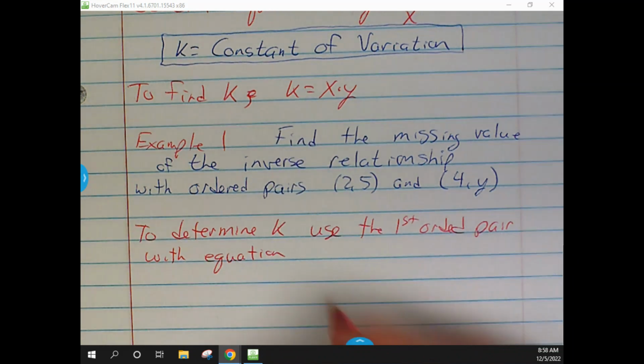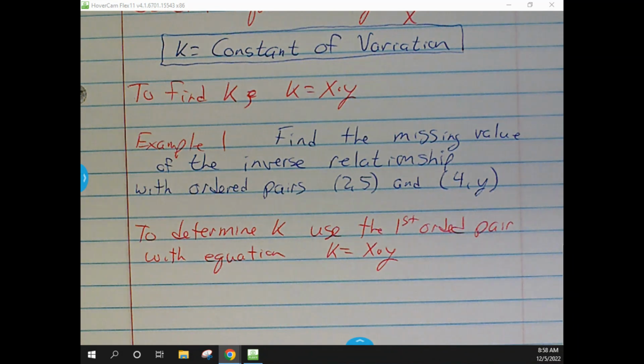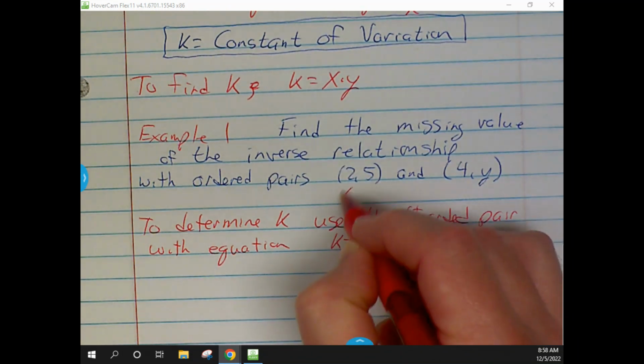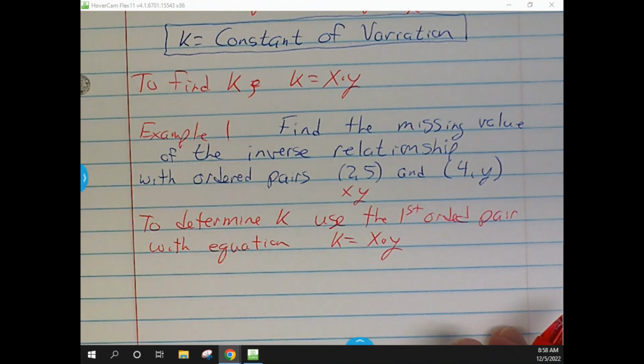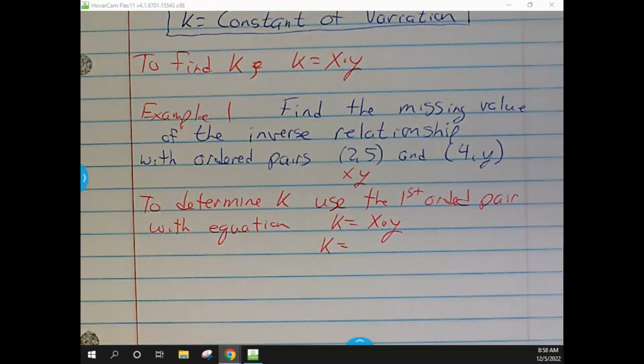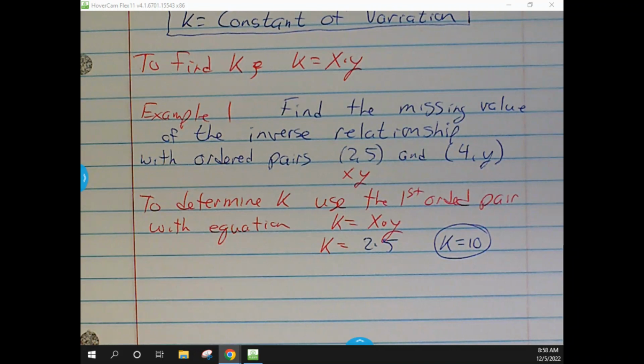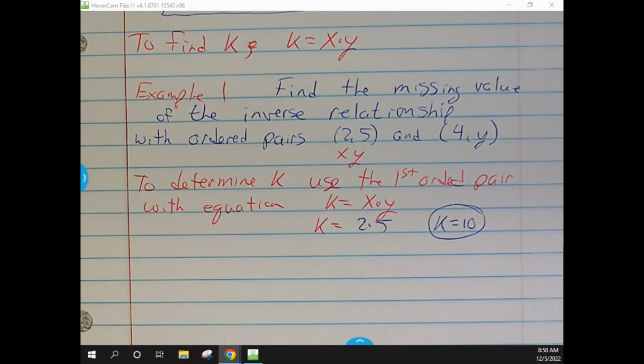Again, to figure out what k is, it's x times y. And from that first ordered pair, we know that that's the x and that's the y value. So for this one, it makes it really pretty easy. To figure out what the k value is, you just plug in the x and the y here. So that's 2 times 5. So your k value is 10. Again, it could be the price per hour that you're going to pay somebody. So maybe you're paying somebody $10 an hour. And again, it may be one of those things where there's some set standard that you've got to have when you're working through some things here.